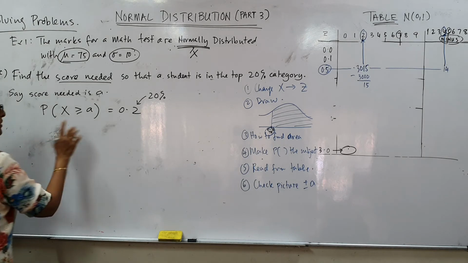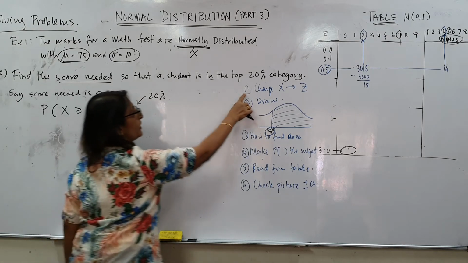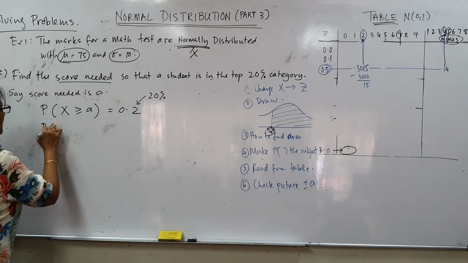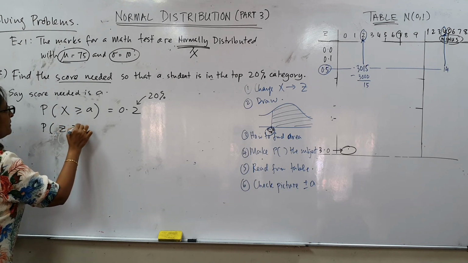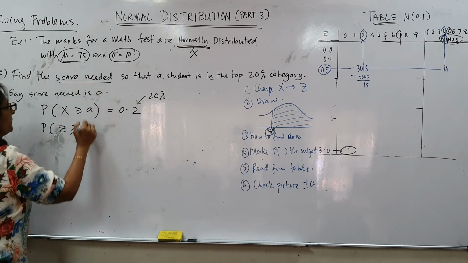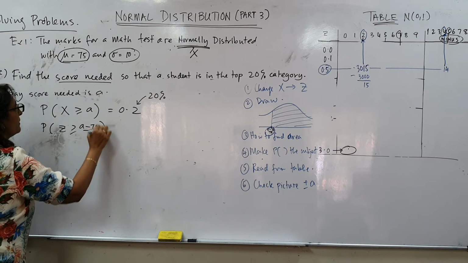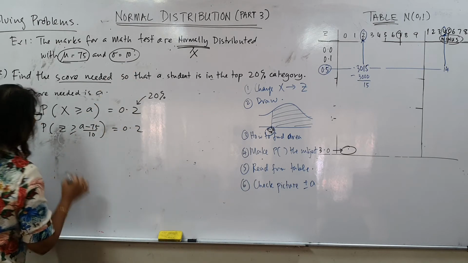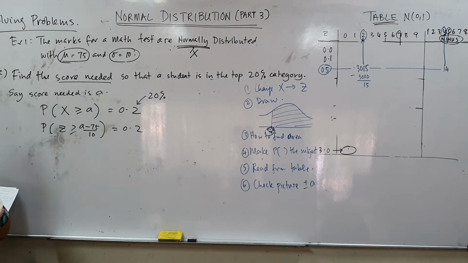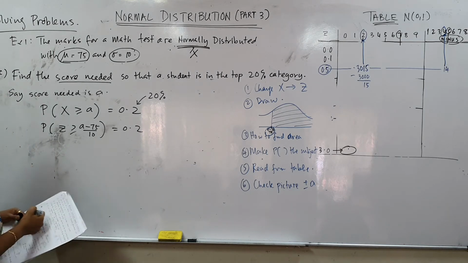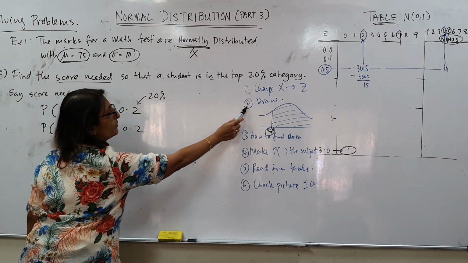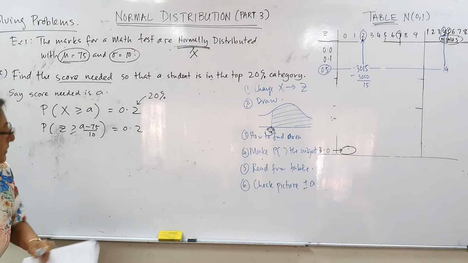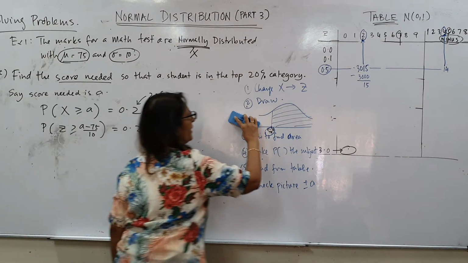As usual, we follow the steps. Change x to z, step 1. So we use probability z more than or the same as A minus mean over sigma equals 0.2. Then the next thing is we have to do step 2, draw the area. We want to draw area for this, we need to find out where is the area.